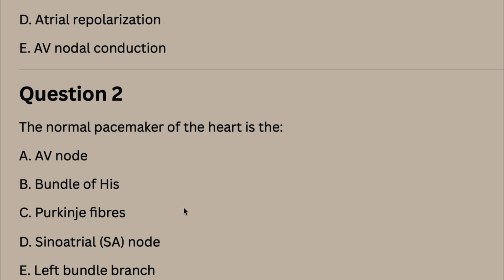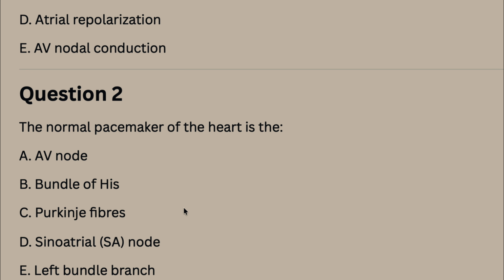Question 2, the normal pacemaker of the heart is... Let's work through it first. This question is testing your understanding of the cardiac conduction system. Think of the heart like an orchestra. Every orchestra needs a conductor. Without one, everything becomes chaotic. So the conductor of the heart is the SA node, located in the upper part of the right atrium.